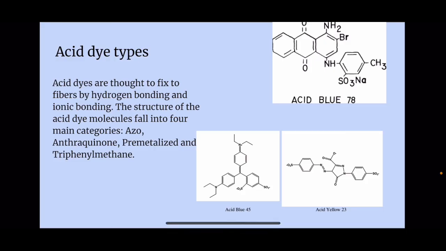Acid dye types. Acid dyes are thought to fix to fibers by hydrogen bonding and ionic bonding. The structure of the acid dye molecules falls into four main categories: azo, anthraquinone, premetallized, and triphenylmethane. Here are three pictures that show examples of different acid dye types with different colors: acid blue 78, acid blue 45, and acid yellow 23.